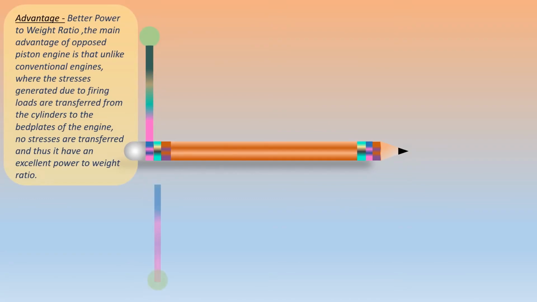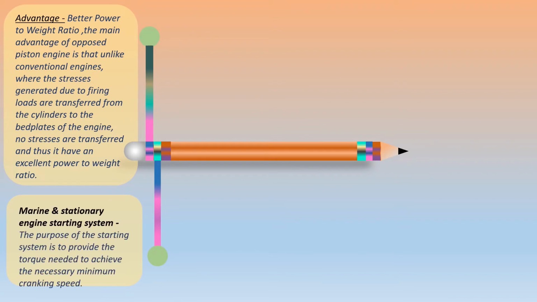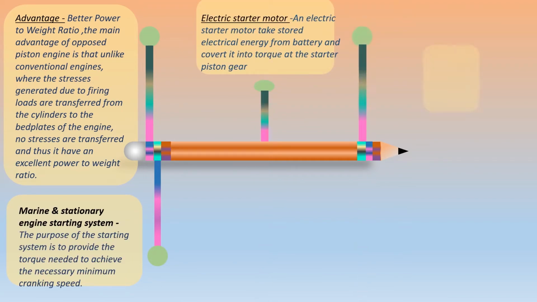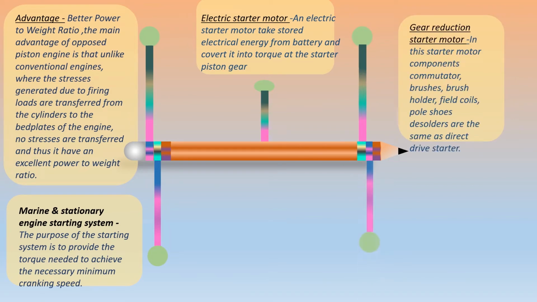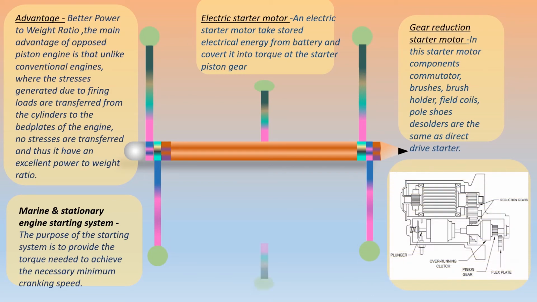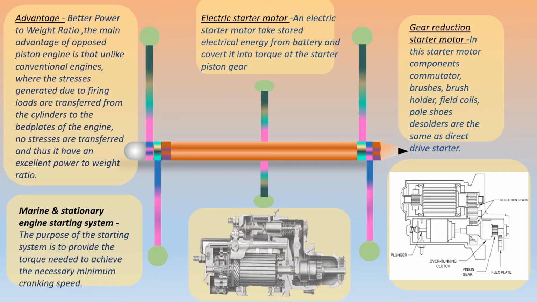Advantage: better power to weight ratio. The main advantage of the opposed piston engine is that, unlike conventional engines, where the stresses generated due to firing loads are transferred from the cylinder to the bed plates of the engine, no stresses are transferred, and thus it has an excellent power to weight ratio.